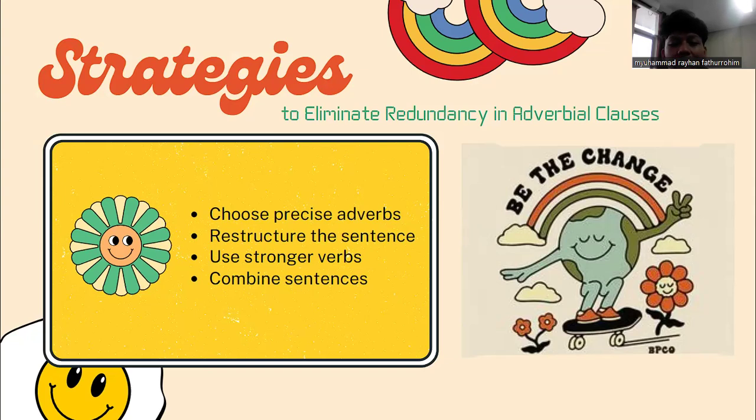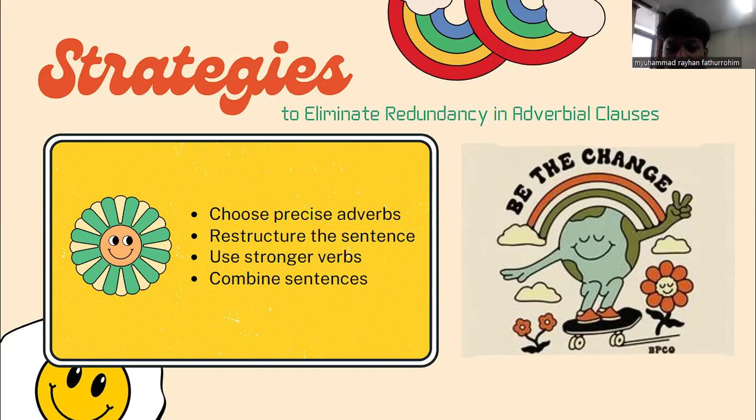Okay, and the next, restructure the sentence. Sometimes you can restructure the sentence to remove the redundancy. Pokoknya kita tuh harus bisa membuat struktur yang, membedah lagi kalimat itu gitu. Like the one before, "he whispered quietly," you could say "he whispered" without "quietly."